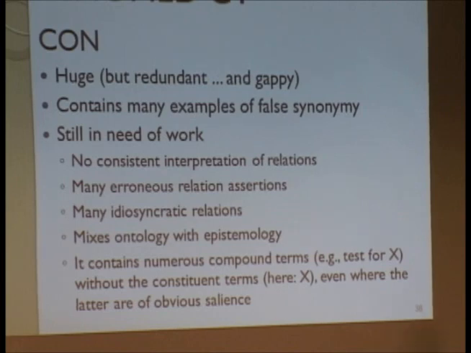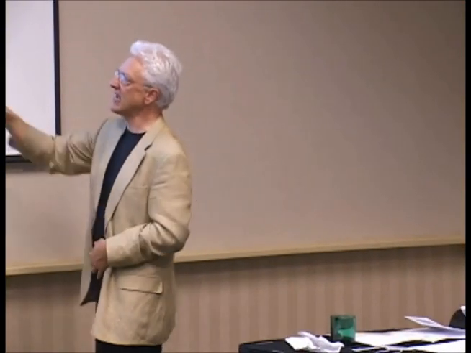It contains many examples of terms which are putative synonyms, but which are not synonyms, or which might be synonyms. There's a lack of clarity in that respect. There's no solid interpretation of the relations. So I talked earlier about Isa and Kartov. That's really hard work to get those relations well defined and well used. And SNOMED still has not really succeeded in doing that work. And there are many idiosyncratic relations.